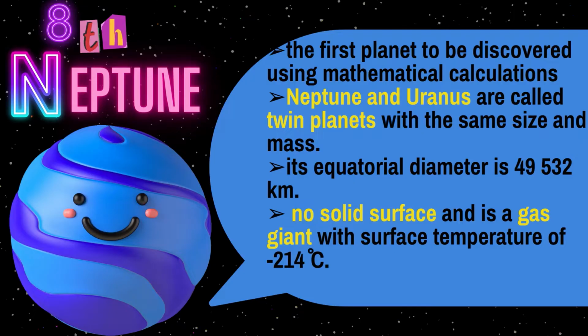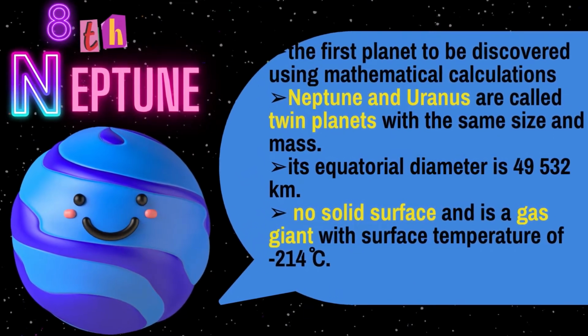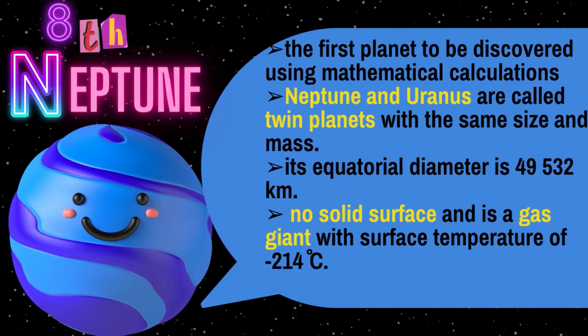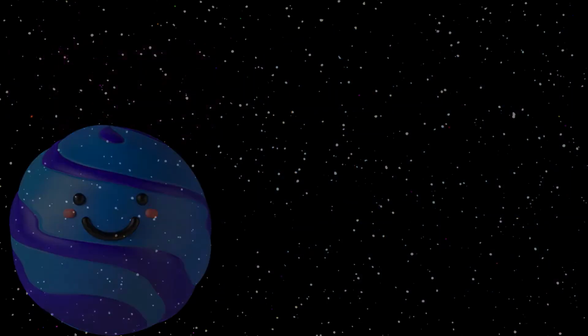Its equatorial diameter is 49,532 kilometers. It has no solid surface. It's a gas giant with surface temperature of negative 214 degrees Celsius. Wow, so it's so cold in here. And take note that this is a twin planet of the planet Uranus. They are called the twin planets.